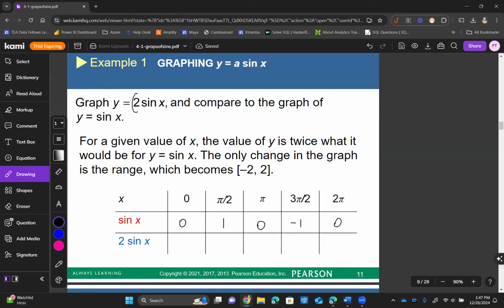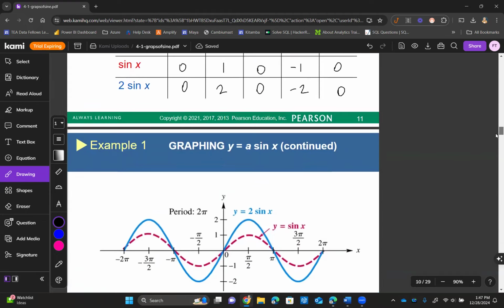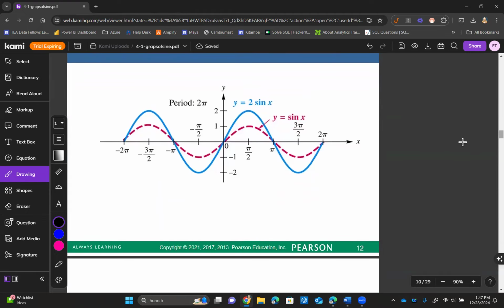Now, with this 2 in the new question, all of your y values will be multiplied by 2. So this is called a vertical stretch. All these y values, I have to multiply by 2 because that's what 2 times sine of x means. If sine of x is 0, 2 times sine of x is still 0. Sine of x is 1, so 2 times sine of x is 2. 2 times 0 is 0. 2 times negative 1 is negative 2. 2 times 0 is 0. So we had to multiply all the y values by 2 because the graph changed from sine of x to 2 sine of x.